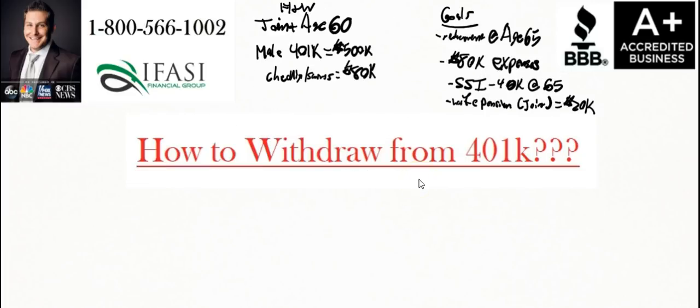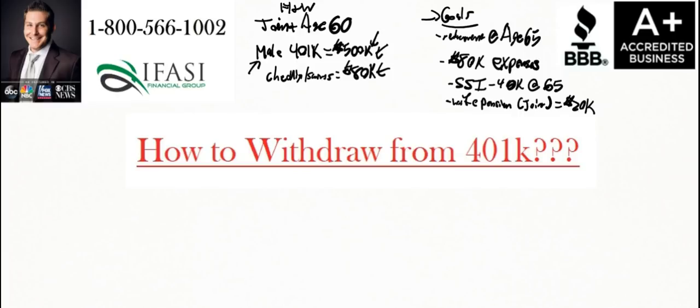So as I pause the video, I wanted to create a fictitious client, but this is a situation that we deal with all the time. Let's just say that I'm dealing with a husband and wife, and they're both age 60. The husband has a 401k valued at right around $500,000. He's eligible to roll over this 401k. And they also have about $80,000 sitting in their checking and savings account.